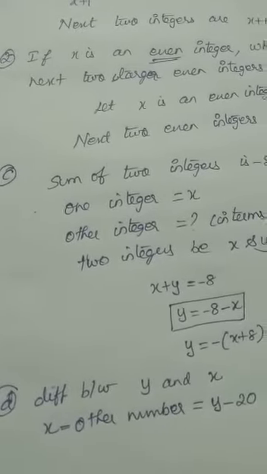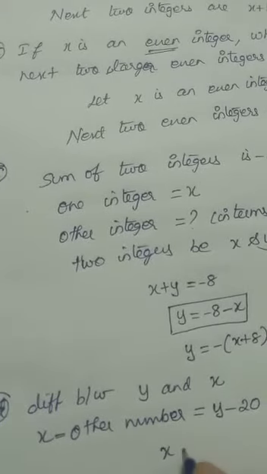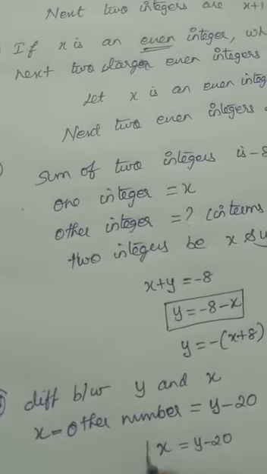Represent the other number in terms of y is your question. We have expressed x is equal to y minus 20 as your answer. And your E option is: if Priya is n years old now. Priya is n years old at present; this is your first sentence. How old will she be next year? So what is Priya's age next year?